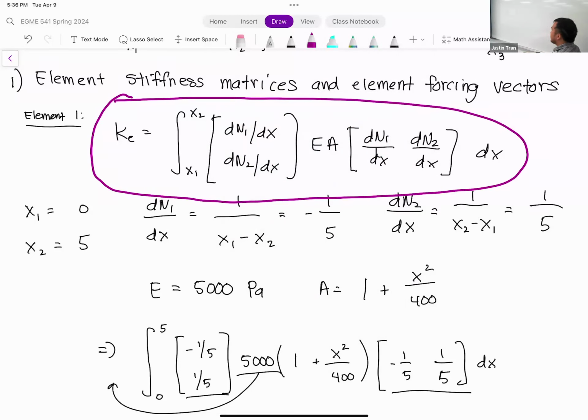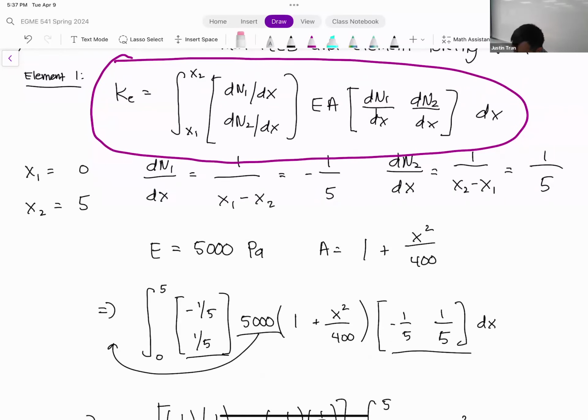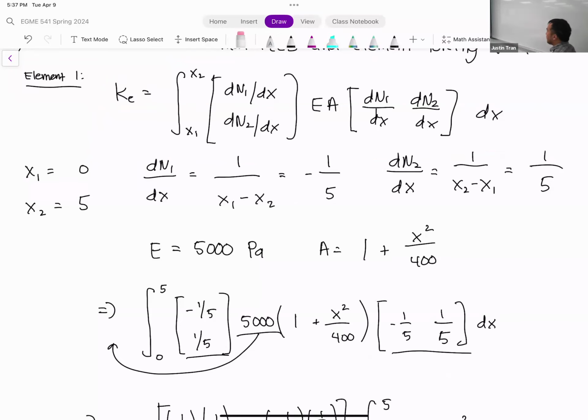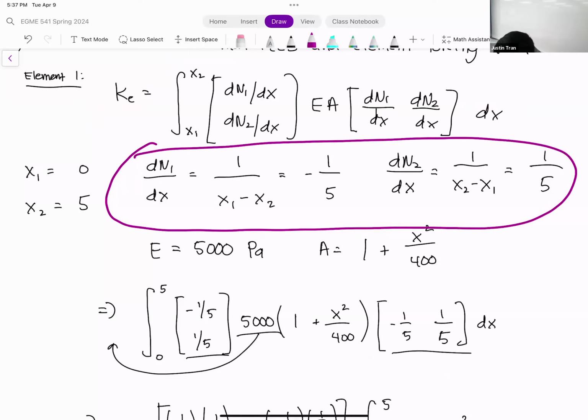So if you recall from before the spring break, we take the integral from the left-hand node x1 to the right-hand node x2. We multiply it by the column vector of the shape function derivatives, dN1/dx and dN2/dx, multiplied by E times A times a row vector of the same shape function derivatives, dN1/dx, dN2/dx. Okay. So for our usual case, which is going to be a linear finite element, our shape function derivatives are going to be constant functions. Right. So this part here is pretty simple.